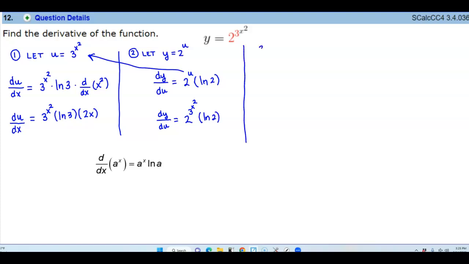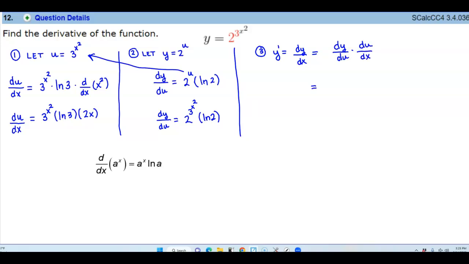So in step 3, we're going to use our definition. We know that the derivative of y with respect to x is the same thing as y prime. So we're looking for y prime, which is dy over dx, and we know that's equal to the derivative of y over the derivative of u times the derivative of u over the derivative of x.